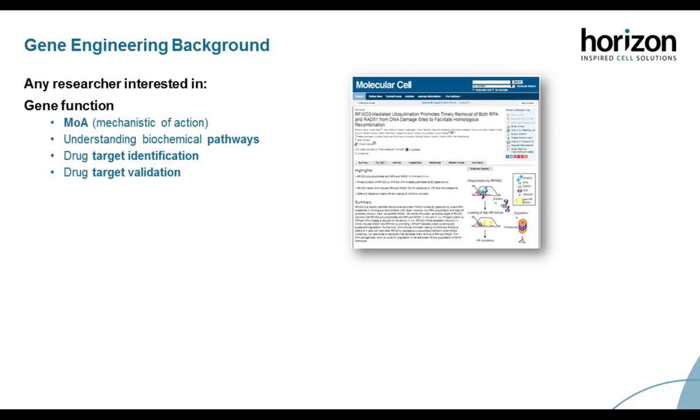So first we're going to go into broad detail on the possible applications of gene-engineered cells. Gene engineering is important for any researcher interested in determining the mechanism of action of their gene. Using gene engineering, we can make a gene non-functional, allowing us to look at that mechanism of action. Making a non-functional gene means that we can get a better understanding of how that gene is contributing to its specific biochemical pathway. This is shown nicely here in this paper, where a gene was knocked out and its function was confirmed with a rescue experiment, so overexpressing that gene again.